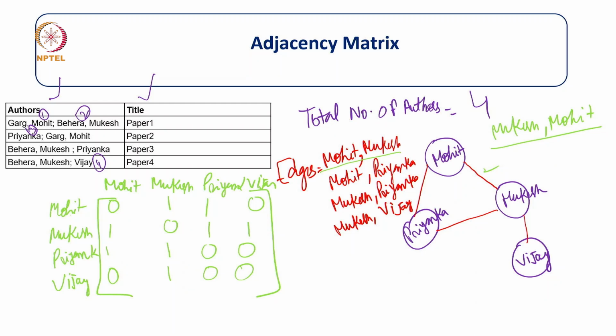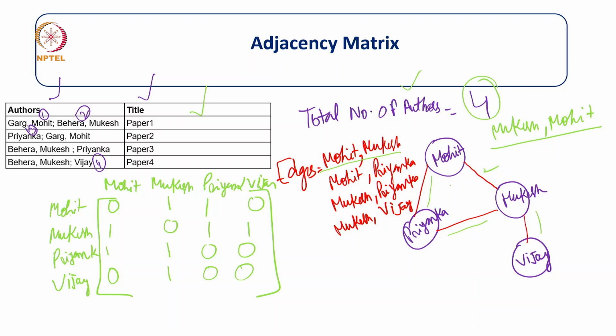So if we see, we have a data set of this kind of thing. First we counted the total number of authors, that is 4. Then we created the 4 nodes. Okay, the first thing is done. After that we looked at the edges between them. So what are the edges? Mohit and Mukesh, so this is one edge, so we have created one edge. Then Mohit and Priyanka, we have created this edge. Then Mukesh and Priyanka, we have created this edge. And then Mukesh and Vijay, this is one edge.